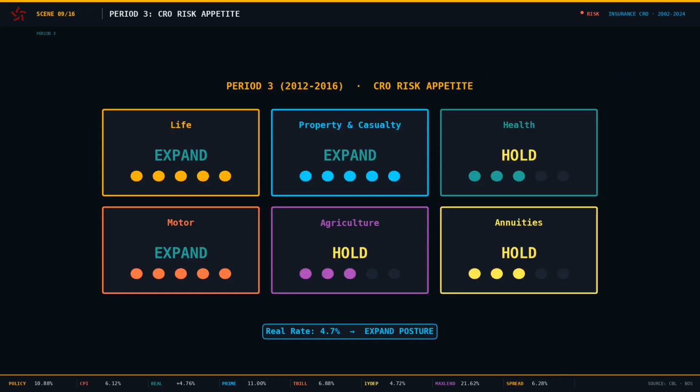With stability and a 4.7% real rate, the CRO reopens selectively. Life insurance, expand. Stable yields support long-duration liabilities. Property and casualty, expand. Predictable claims environment.